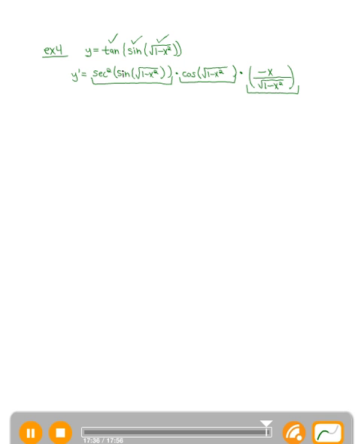So this is just to show you how to use the chain rule, and I hope you learned something here today that you can take with you in your studies as you go through the calculus sequence.